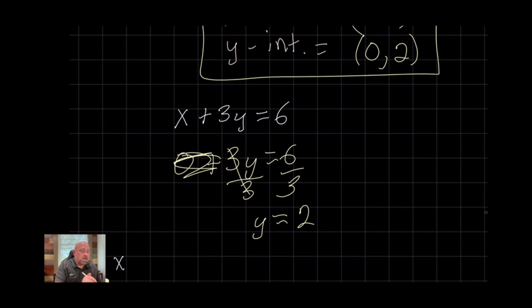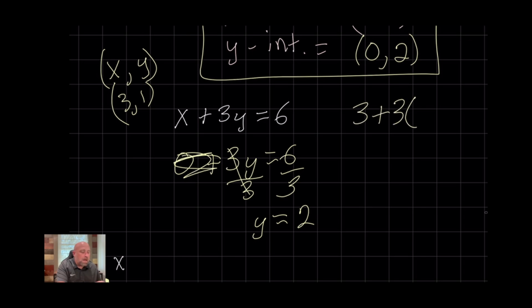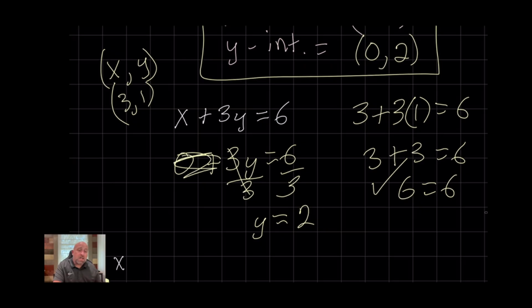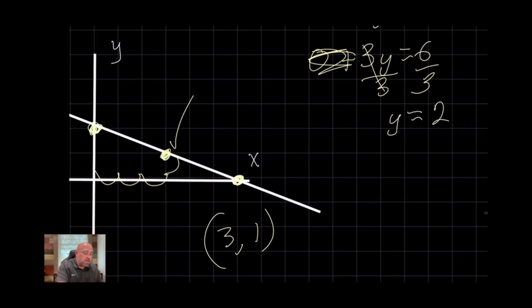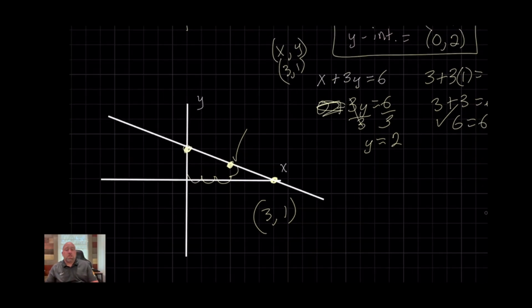So if we come back over here and we test 3, 1, so 3, 1 would be x, y. So our 3 is our x. So now we have 3 plus 3y, which y is 1, and then that equals 6. So 3 plus 3 equals 6, 6 equals 6. That checks. In other words, this point checks. Our line checks. It's just a way that you can test your line to make sure that it is actually on there.